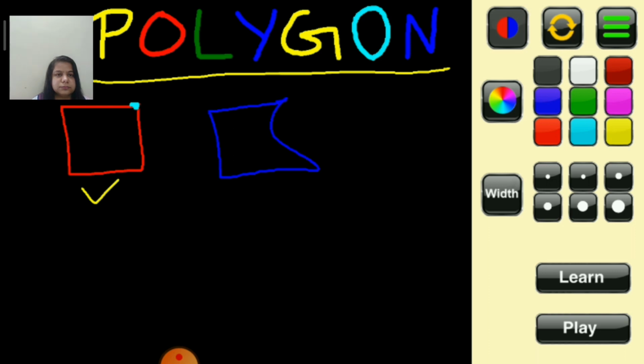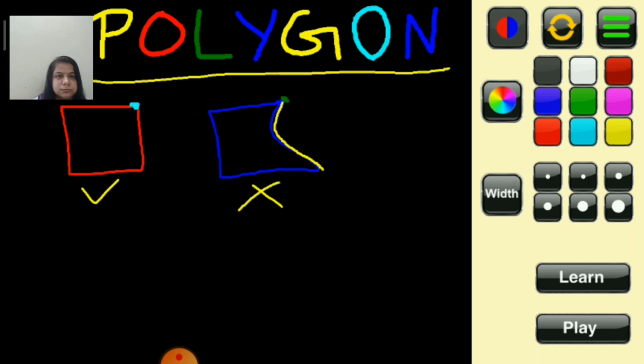Is this a simple closed curve entirely made up of line segments? Is it a polygon? Just check. Is it simple? Yes, it is simple. Is it closed? Yes, it is closed because starting and ending points are both the same. Is it entirely made up of line segments? No, it is not entirely made up of line segments because there is a curve here. So this is not a polygon, right?